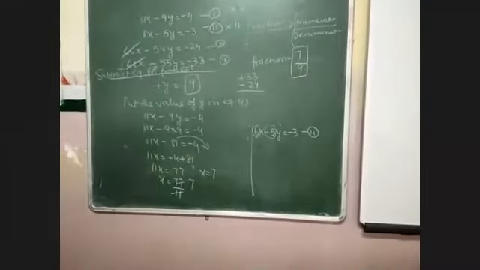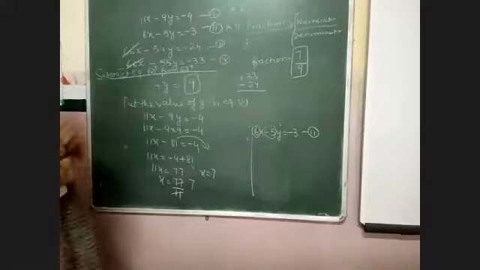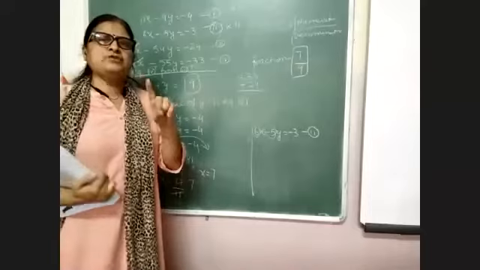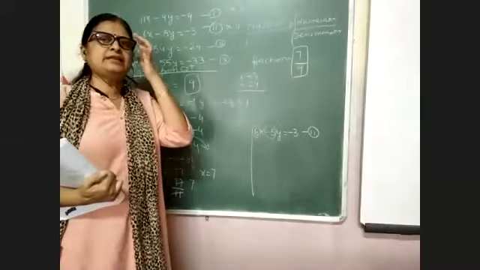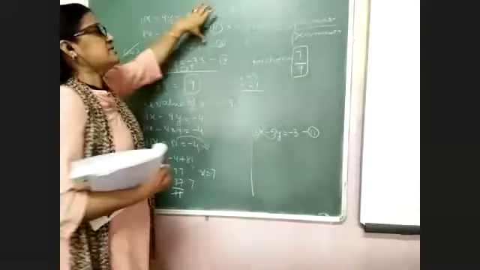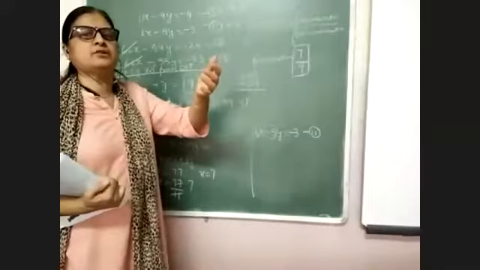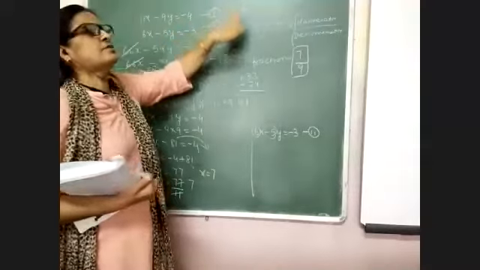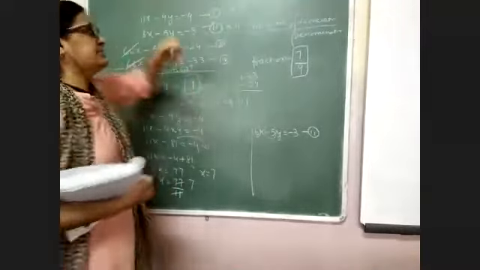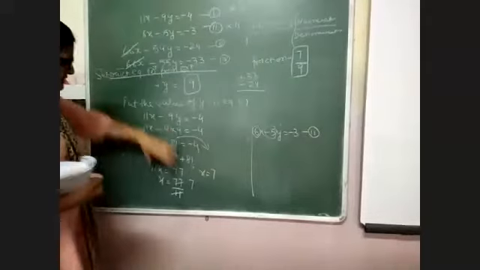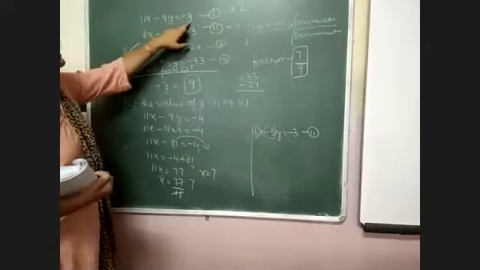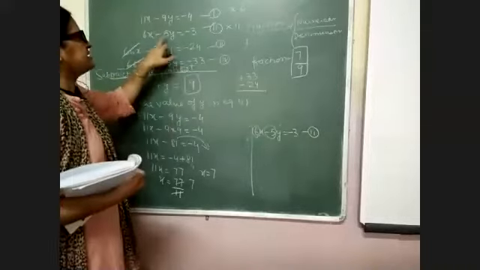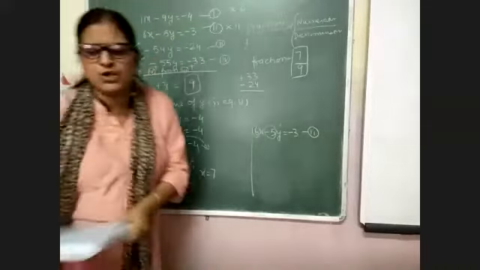Again, you will see, I have solved this question by the elimination method. You can solve this by the substitution method also, but today our topic is the elimination method, so I solved this question by the elimination method. Our two equations are 11x minus 9y equals minus 4, and this is your second equation, 6x minus 5y equals minus 3.